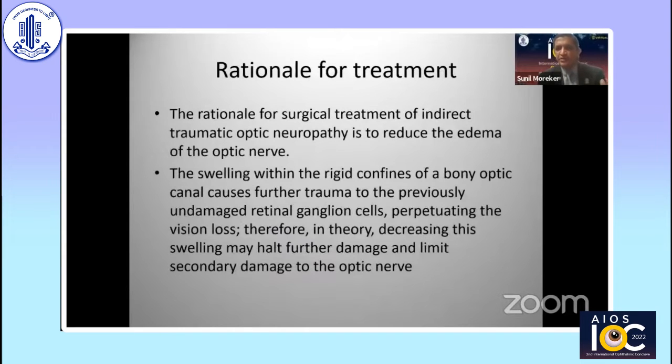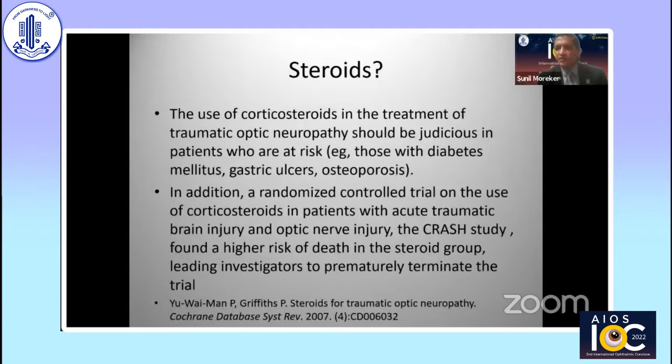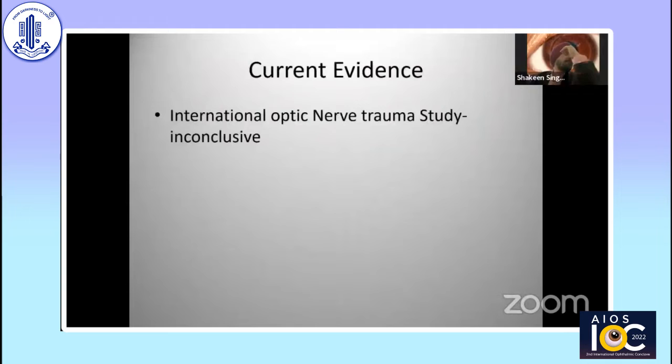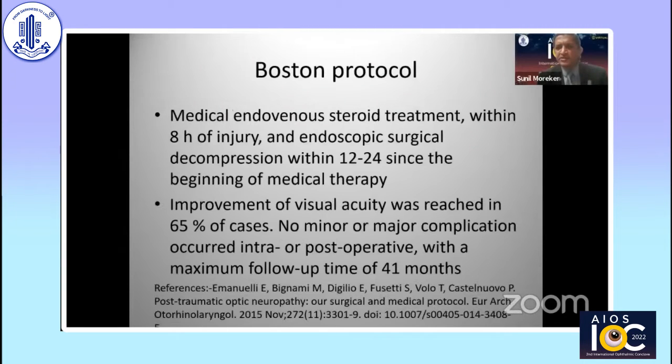The rationale for treatment is obviously to reduce the edema or take out the bony chip if there's one there. Most of us would end up using a steroid, and there is enough evidence for the role of steroid. That is a list of evidences, and in case anybody is interested in taking this from me, this is a list of evidences for steroid use and good results of steroids. What is the current evidence? The International Optic Trauma Study is inconclusive.